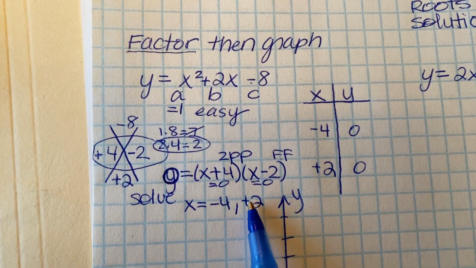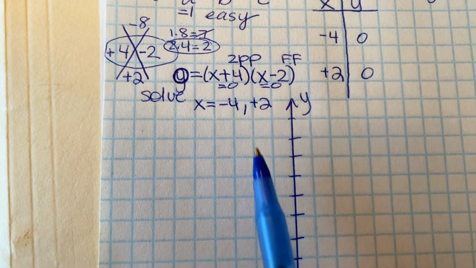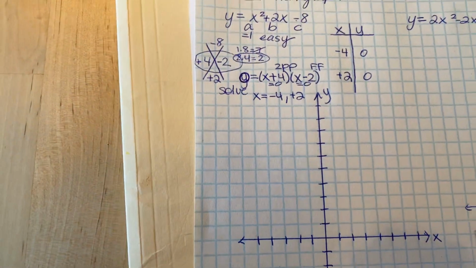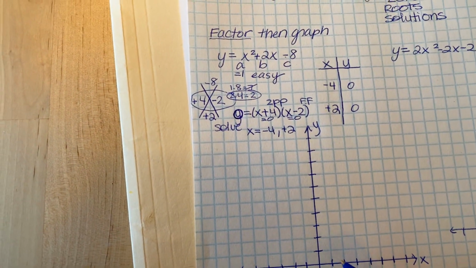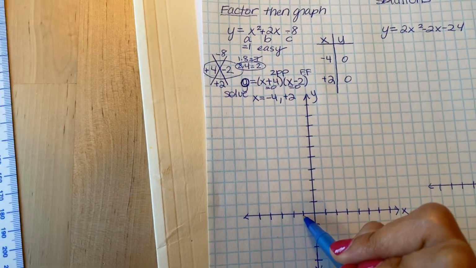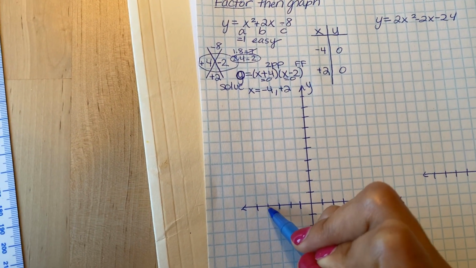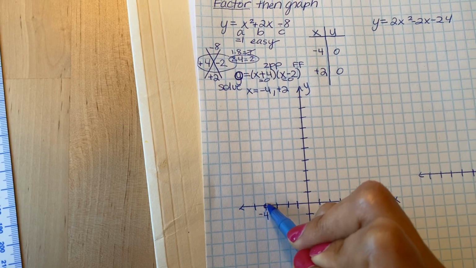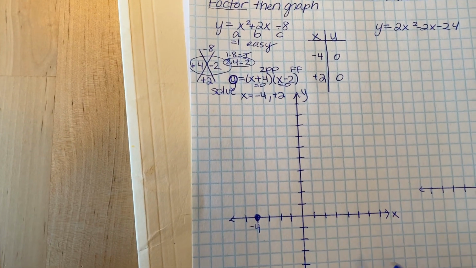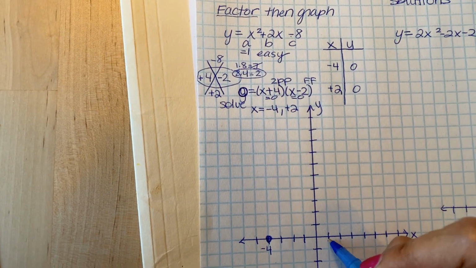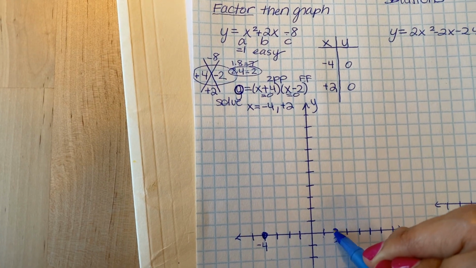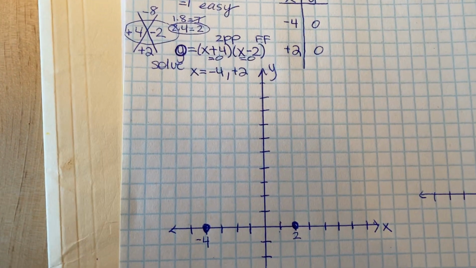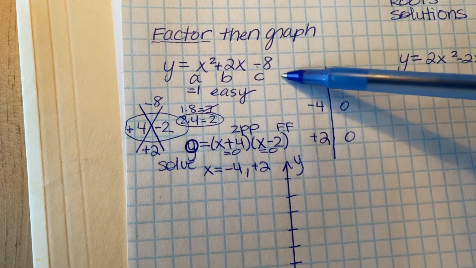Okay, so I'm going to go ahead and plot these two numbers here. So x is negative 4. Whoops, I was going positive 4. That's terrible. Okay, negative 1, negative 2, negative 3, negative 4. There's my point. Positive 2, positive 1, positive 2. Here's my point.